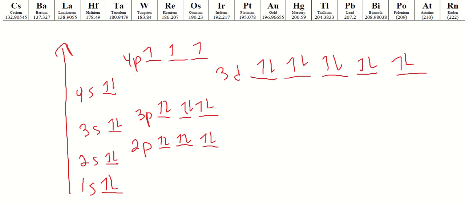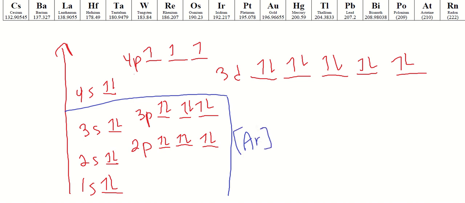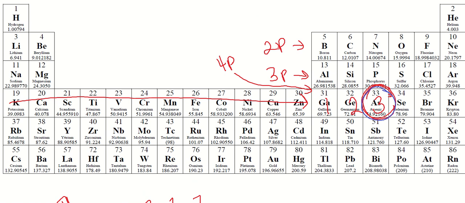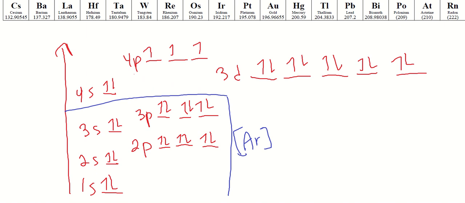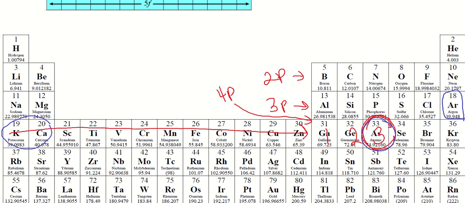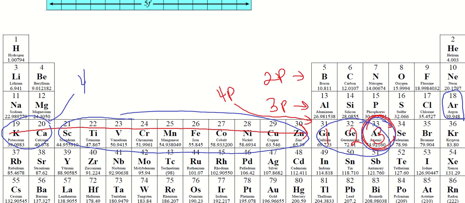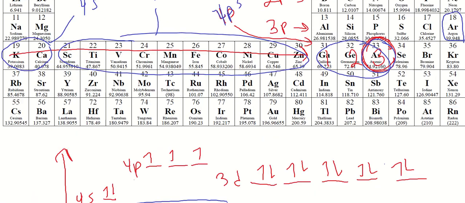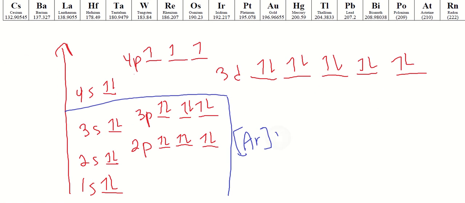Now, the noble gas notation. All of this is argon. So here's arsenic, and the preceding noble gas is argon. We're going to write that in brackets, and then whatever is remaining, which is the 4s2, 3d10, and 4p3. There is the 4s2, there is the 3d10, and we're going to end at 4p3. That's what's remaining after the noble gas.